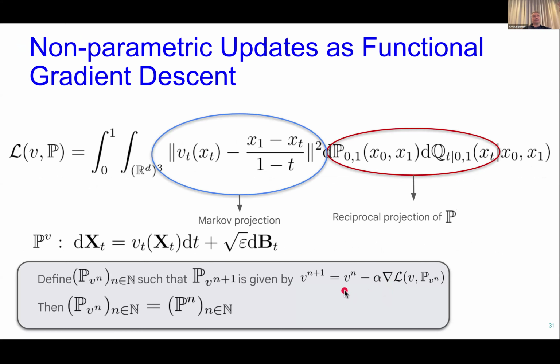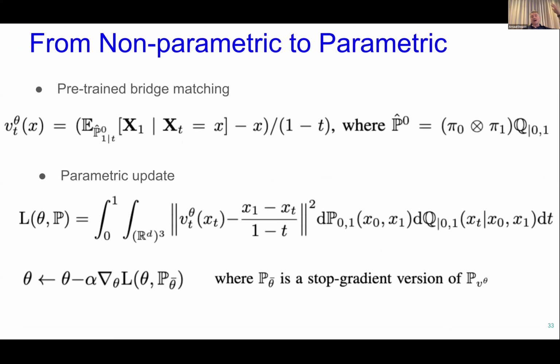in practice, you cannot consider all the class of drift functions. So what we're doing in practice, obviously, is we're going to parameterize the drift by some finite dimensional parameter theta, and we have some kind of parametric update instead. Okay, so this is what we are doing.